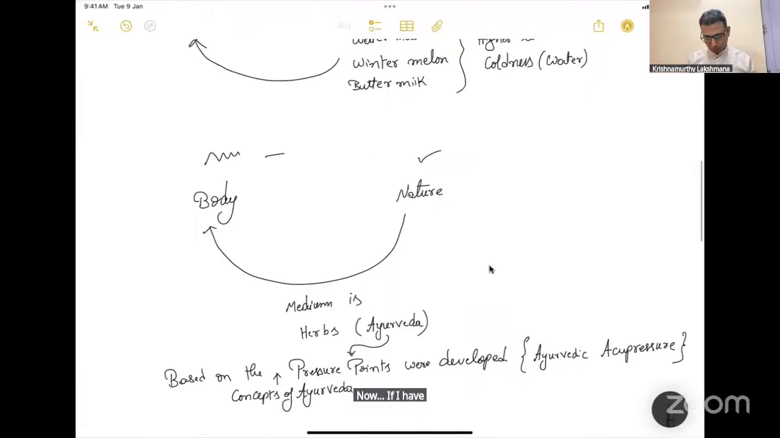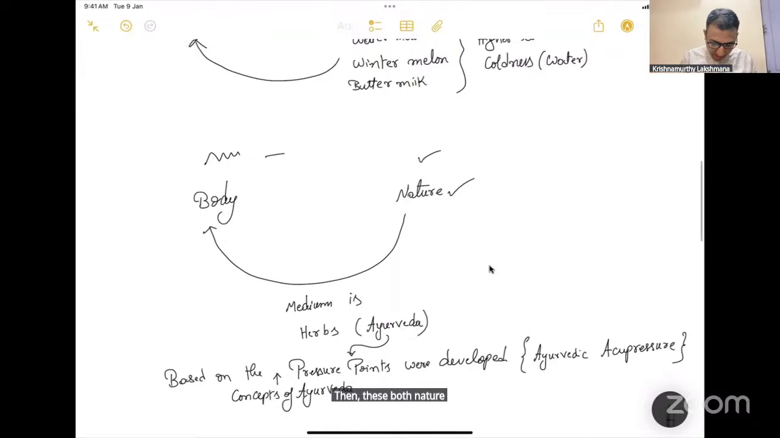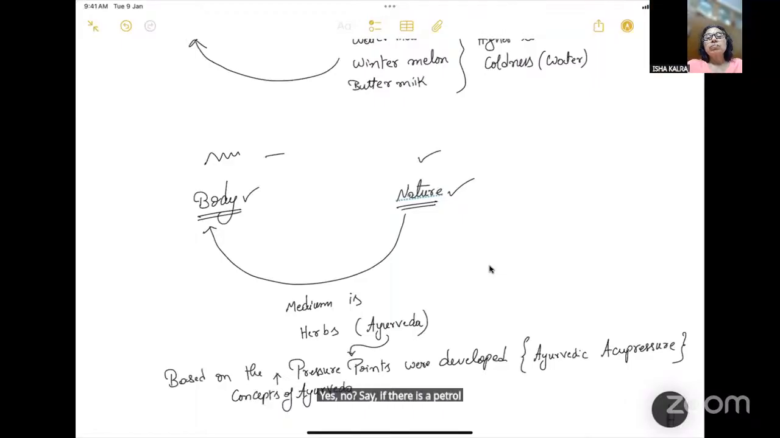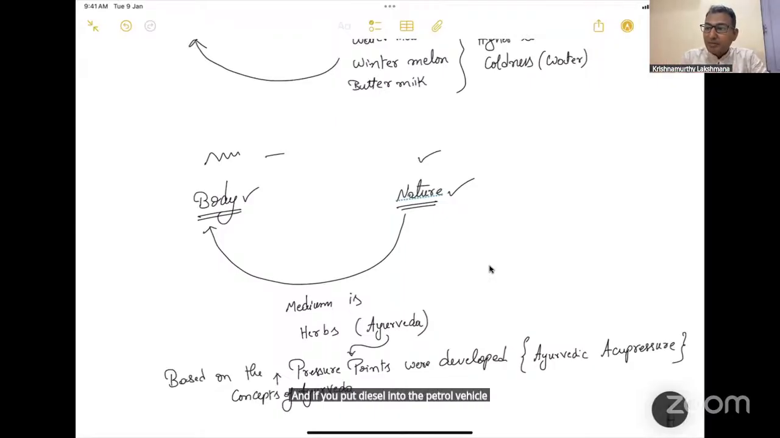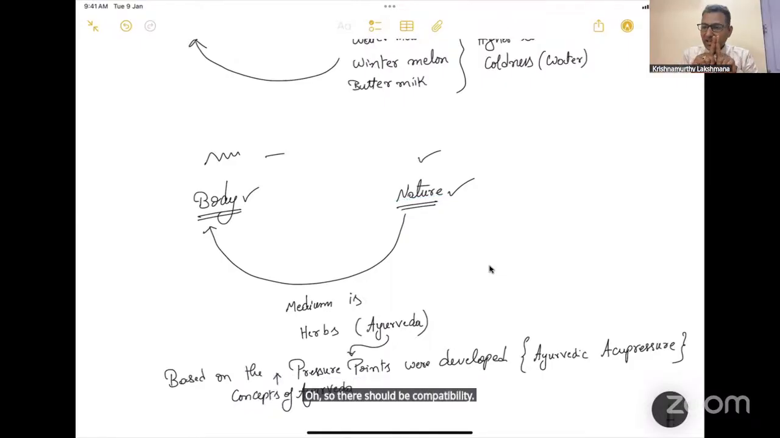Now, if I have to take the balance in nature and infuse it into the body, which has imbalance, to bring balance, then both nature and body should have the same fundamental principles on which they operate. Say there is a petrol vehicle and you put diesel into it, will it work? No. And vice versa, if there is a diesel vehicle and you put petrol into it, will it work? No. So there should be compatibility. Only then will it function.